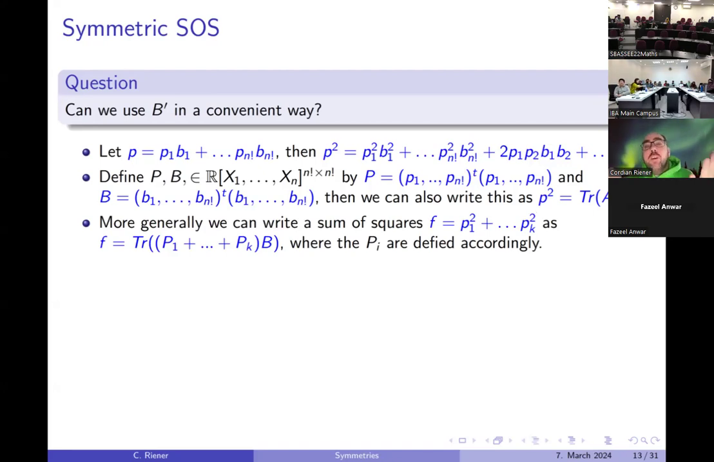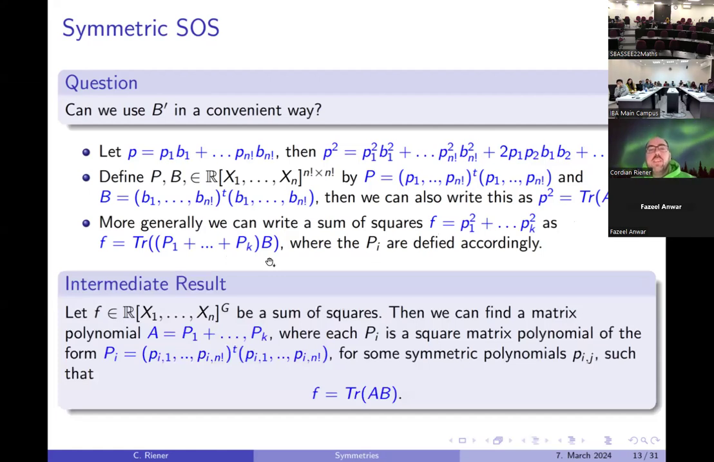Very good. More generally, of course, now if I have a sum of squares, and this is where it gets a little more interesting why I did this, I can do this for every one of the Pi's, but by linearity of the trace, I can actually write my F in this form, where I take the sum of these matrices as a first matrix and then multiply by B, and the Pi's are defined accordingly. So the intermediate result we get from this is that if I have a sum of squares polynomial, then I can find matrix polynomials A, which is the sum of these P1s to Pk, which I have to find.